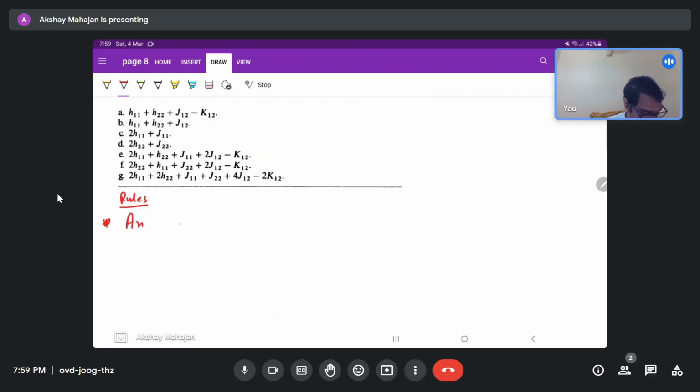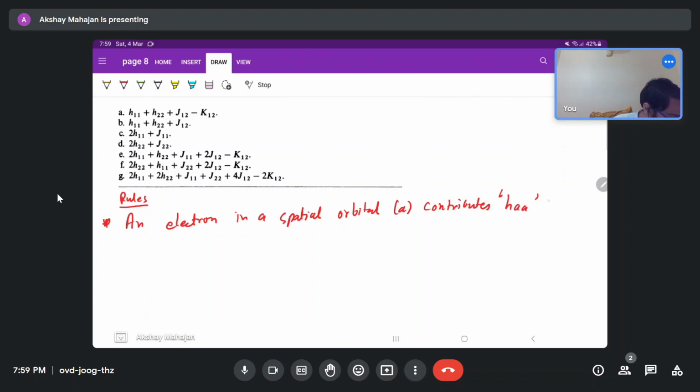So an electron in a spatial orbital A contributes HAA as core energy.